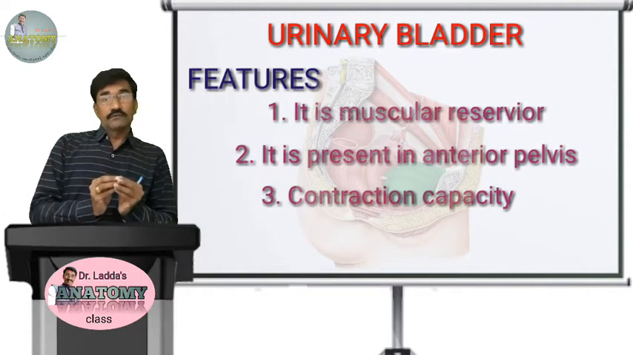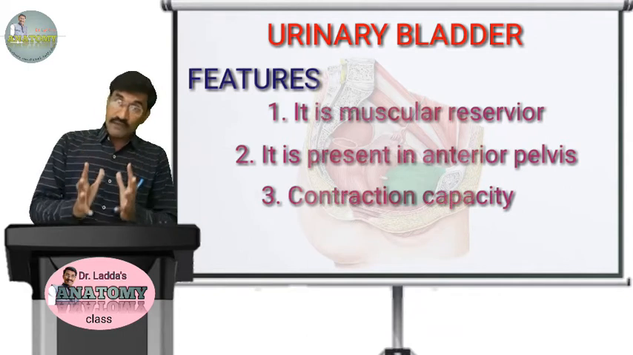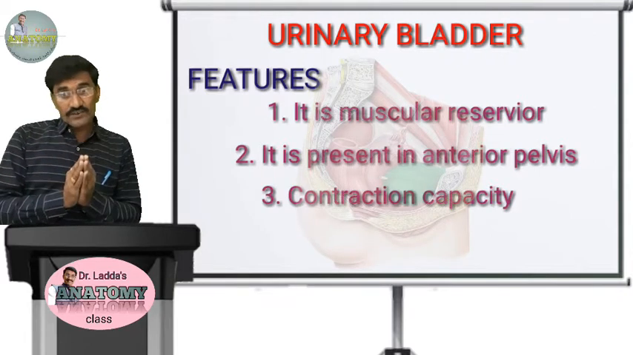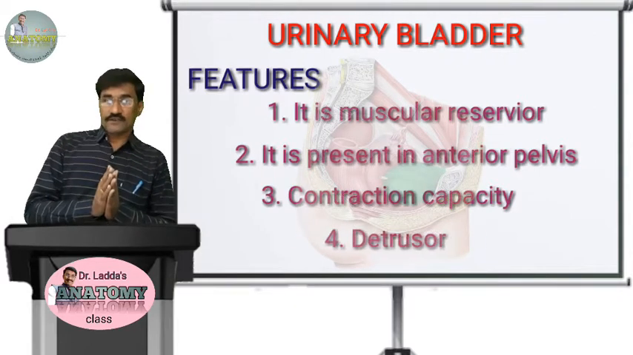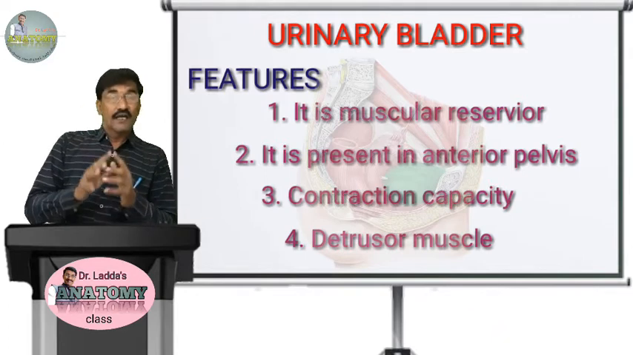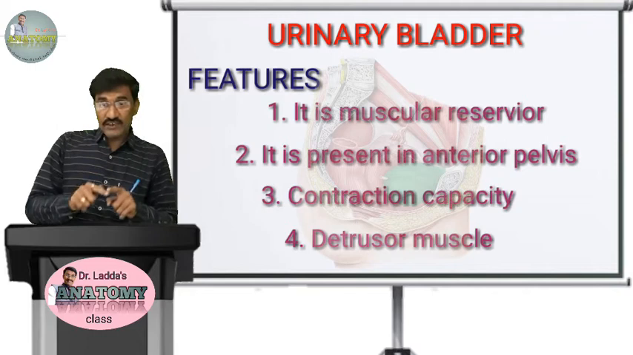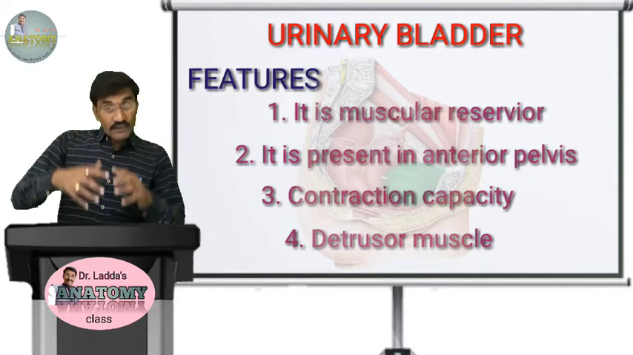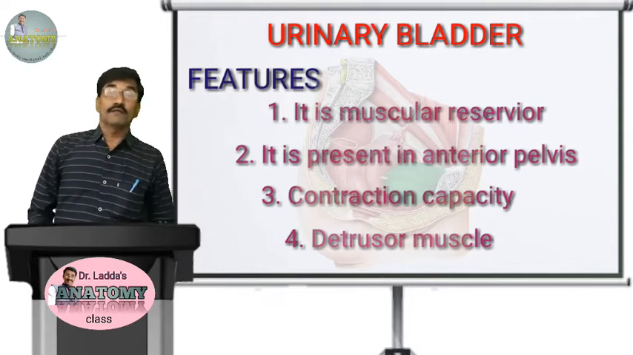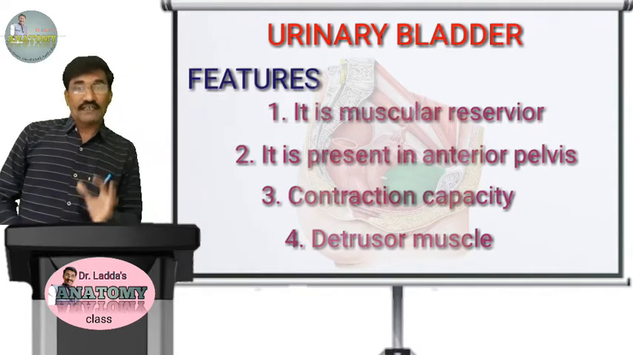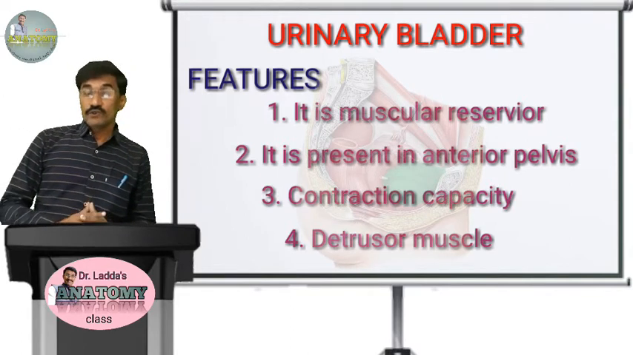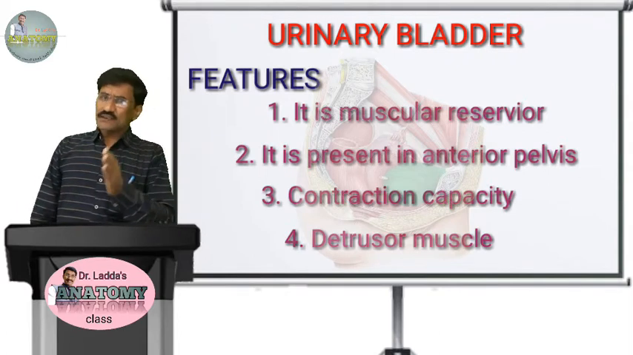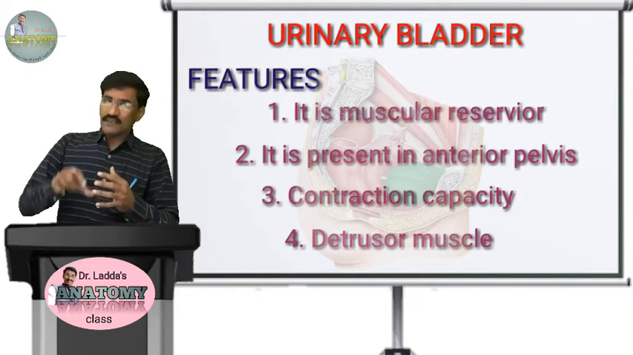This contractive capacity of the bladder is due to the muscles. Which muscles? The detrusor muscles, and those detrusor muscles are arranged in whorls and in a spiral manner. These detrusor muscles help the urinary bladder to get contracted while passing the urine. So these are 2 headings: one is the introduction, then the features. You are supposed to write in this way, one by one, these headings and the description.